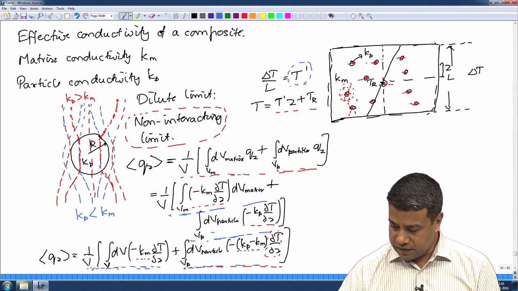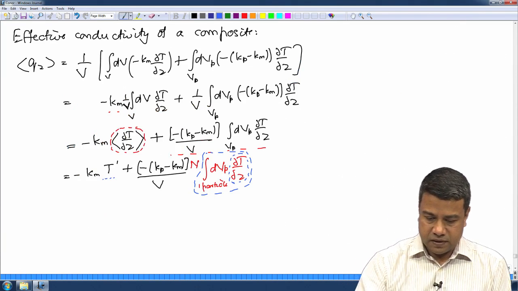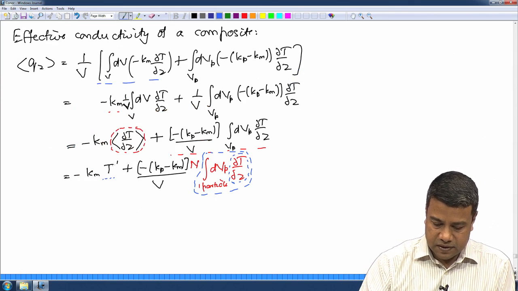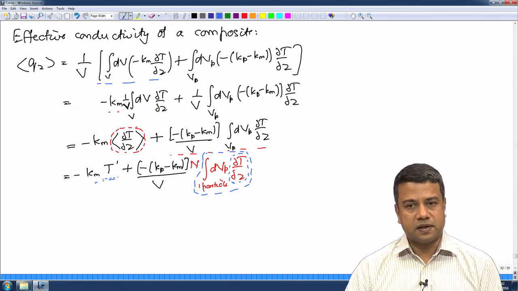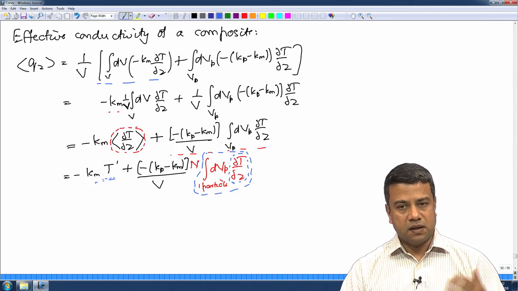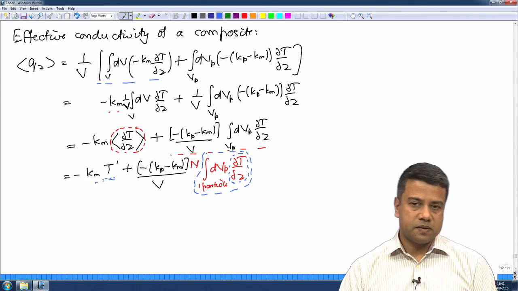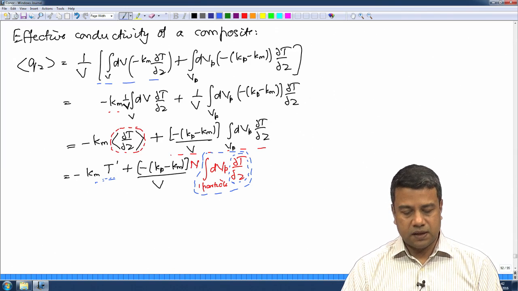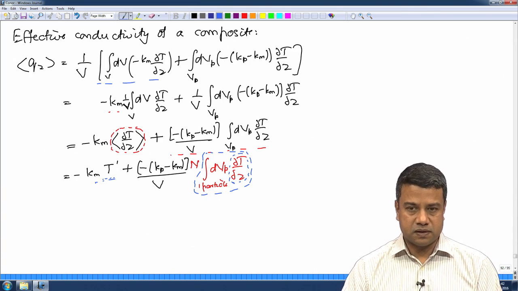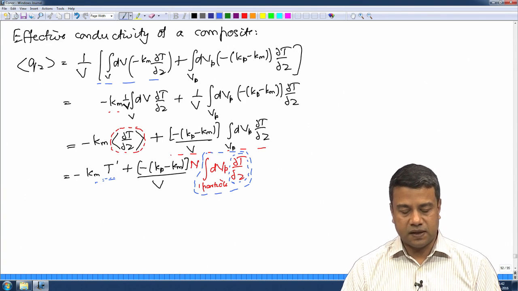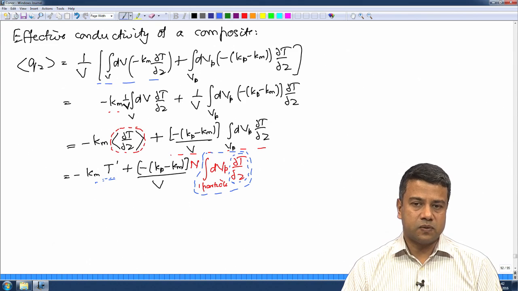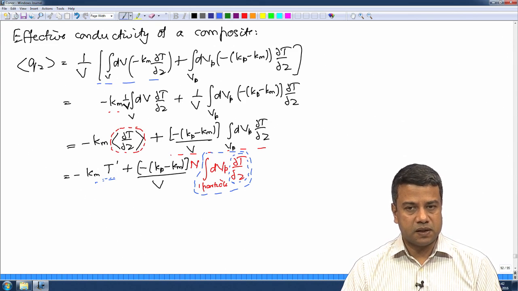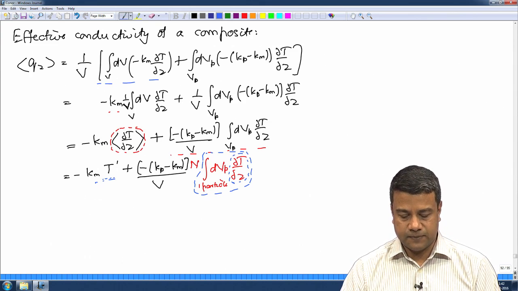The matrix part, the volume average over the entire volume, of course gives me back the temperature gradient that was imposed, because the volume average of the temperature gradient has to be equal to the imposed temperature gradient. And then I was reduced to finding the integral over the particles of the change in conductivity times the temperature gradient within the particle, the difference between the particle and the matrix conductivities.